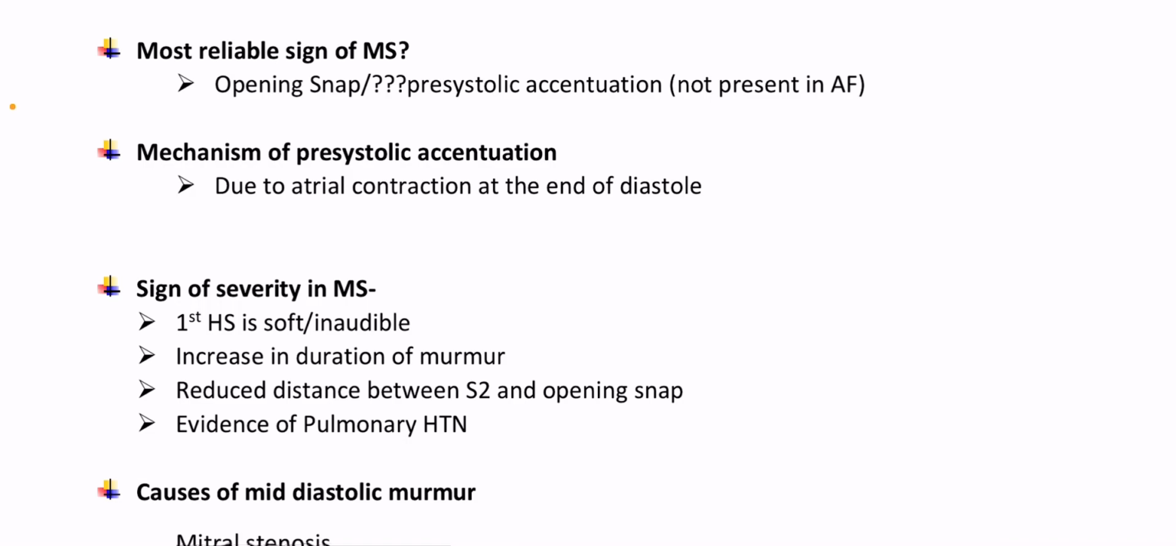Mechanism of presystolic accentuation: due to atrial contraction at the end of diastole. Signs of severity of MS: first heart sound soft or inaudible, increase in duration of murmur, reduced distance between S2 and opening snap, evidence of pulmonary hypertension.